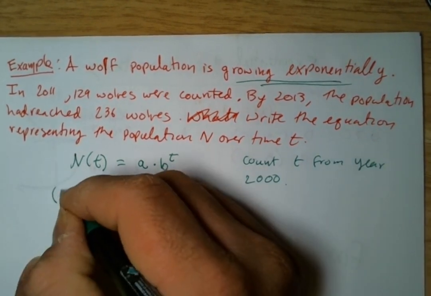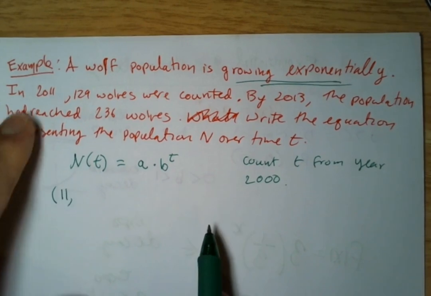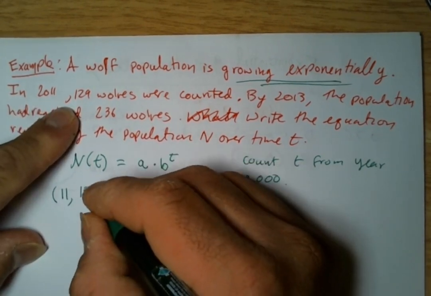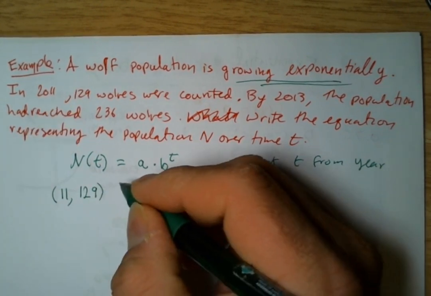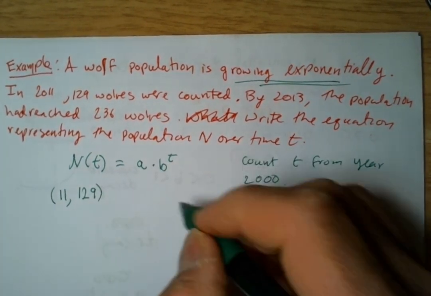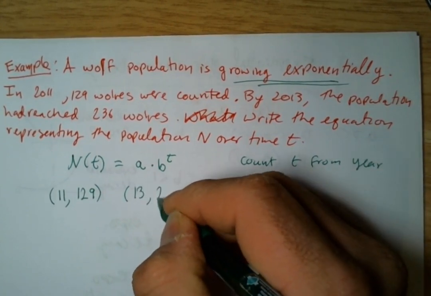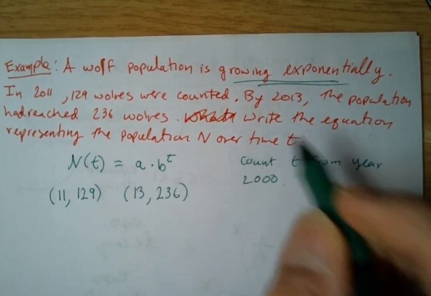So we have 2 points here. Our independent variable would be 2011, and our dependent, our output, is 129 wolves. Then the next measurement is 2 years later, at 13, and there we have 236 wolves.